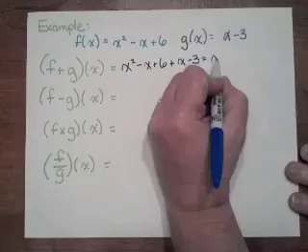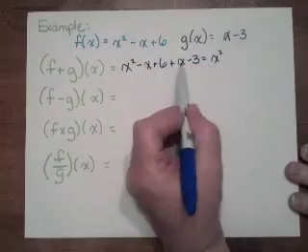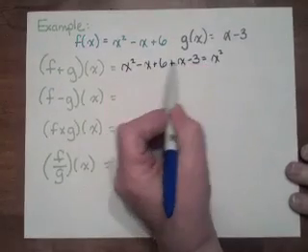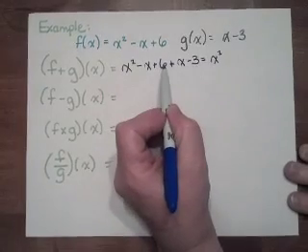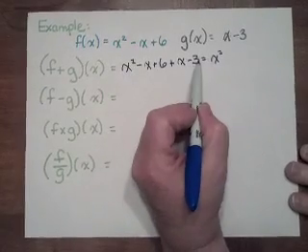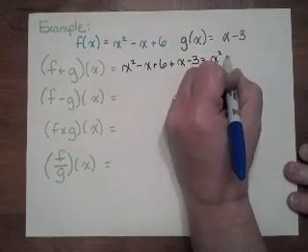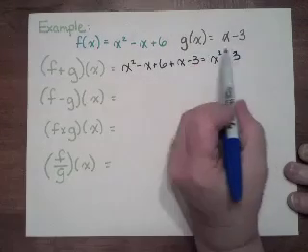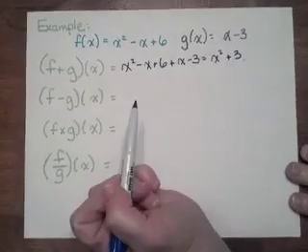I have x squared, and I've got minus x and plus x, so they just drop out. And 6 minus 3 is just 3. So I'm left with x squared plus 3.